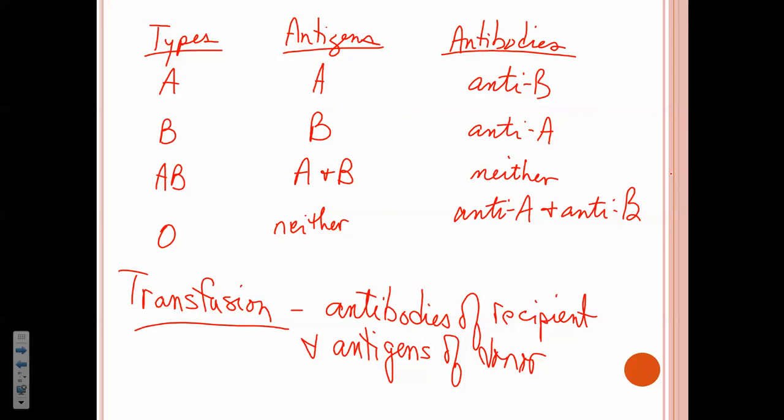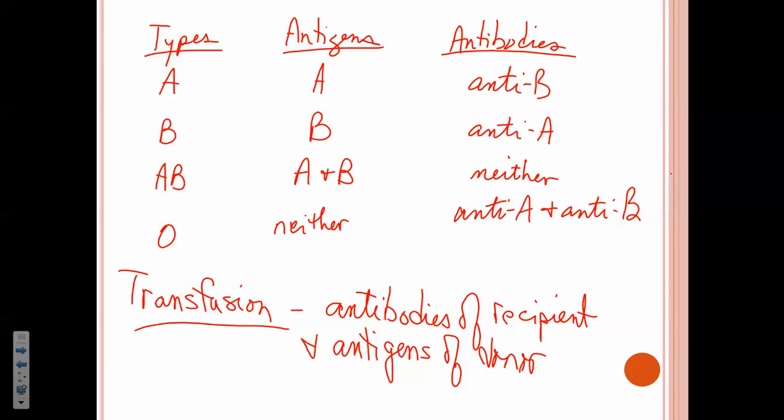Okay? So in other words, you don't want the incoming blood to agglutinate. Because it'll agglutinate right there as it comes in and it will be useless. It basically works like a clot. I mean, it destroys red blood cells.